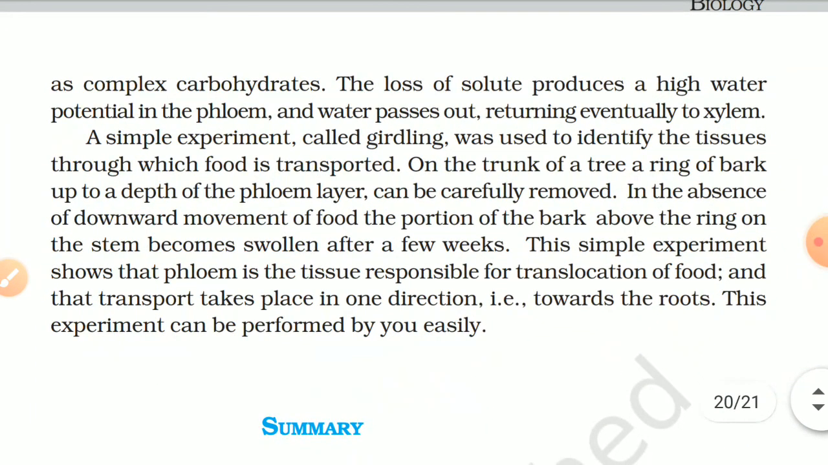The loss of solute produces a high water potential in the phloem and water passes out, returning eventually to xylem.